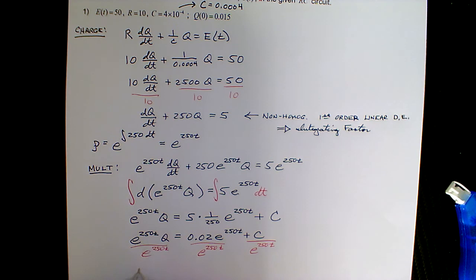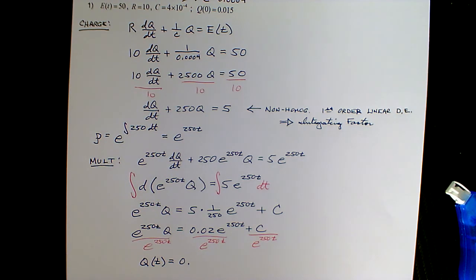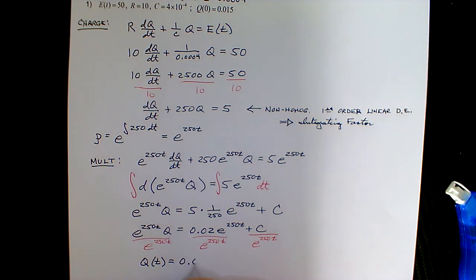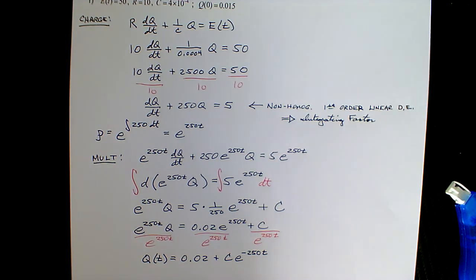And so we get that q of t is equal to 0.02, because the e to the 250t's cancel, and then plus c, let's swing that e up to the numerator as e to the negative 250t. And now we need the initial conditions to solve for c.